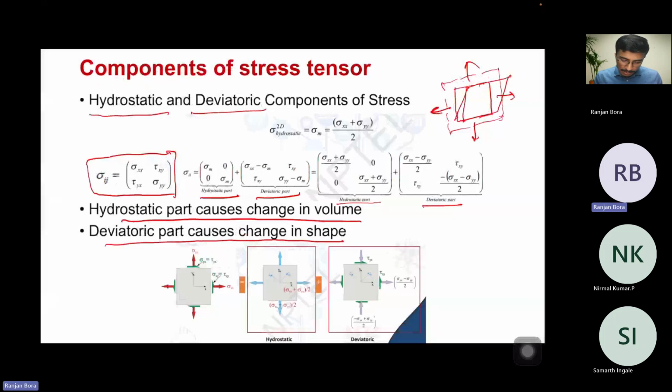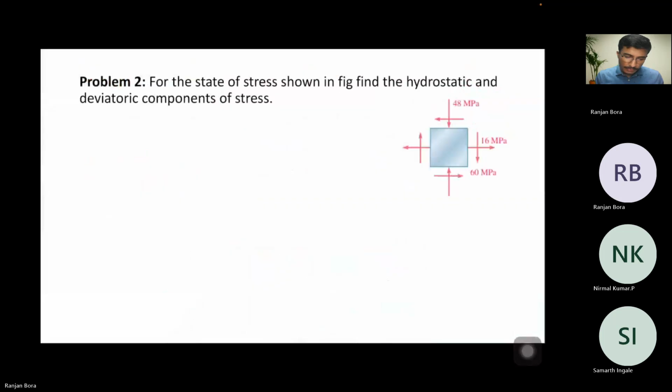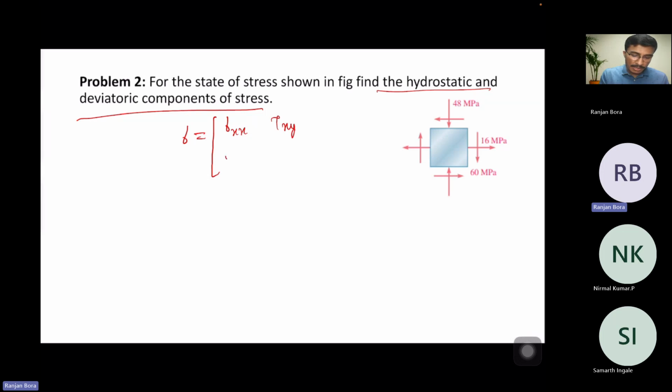So this is the hydrostatic, and this is the deviatoric. Now there is one problem. For this state of stress, we need to find the hydrostatic and the deviatoric component of stress. First, we'll write this stress in terms of a two-dimensional matrix. So we have stress equal to sigma xx, tau xy, sigma yy.